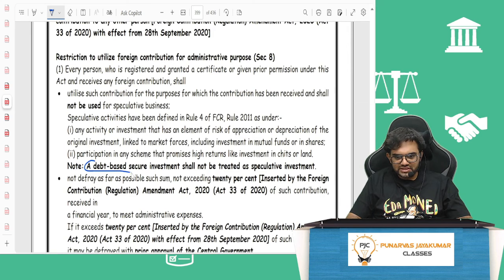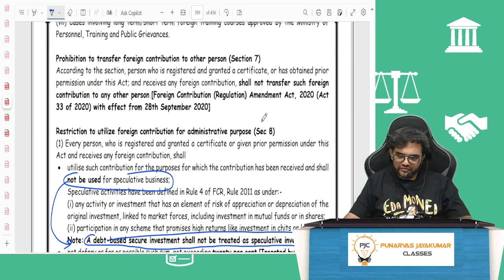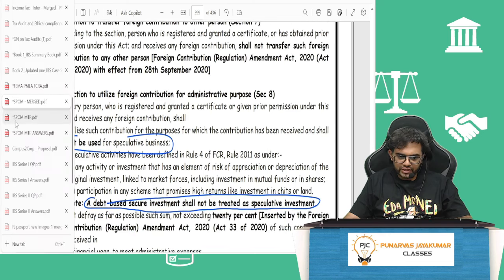A debt-based secure investment shall not be treated as speculative investment, so that's why you can make it. It shall not be used for speculative business, but a debt-based secure investment can be used. Section 8 of FCRA, page number 392.